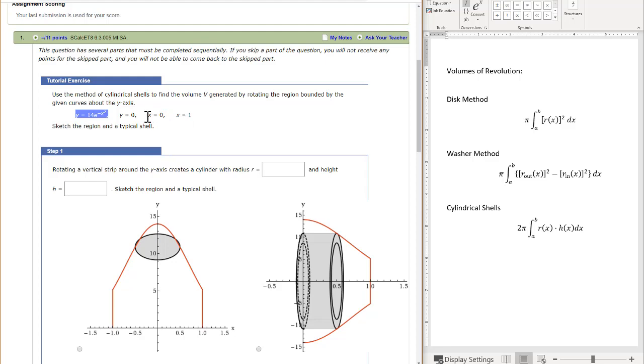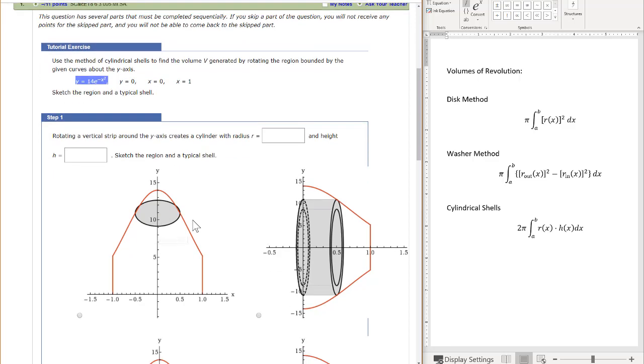So x equals 0 and x equals 1 are vertical lines, and y equals 0 is the x-axis. X equals 0 is the y-axis. So it looks like we're going to get cut off. This looks like it's going to be like a bell curve going down. If we take a look at this figure over here, it's the first quadrant, and what's shaded here is correct.